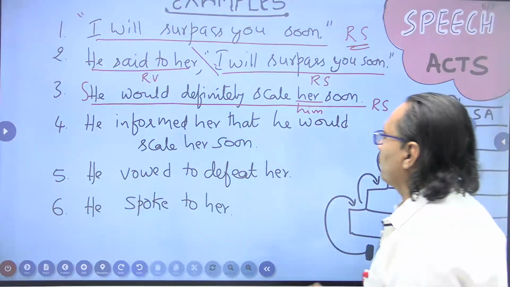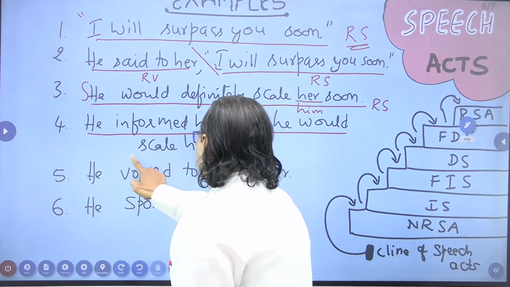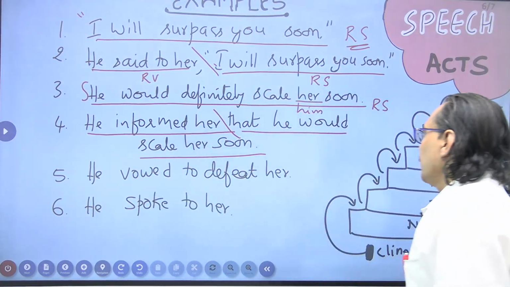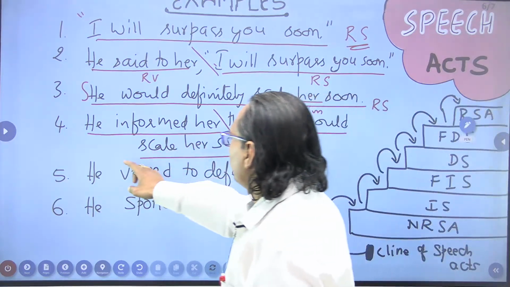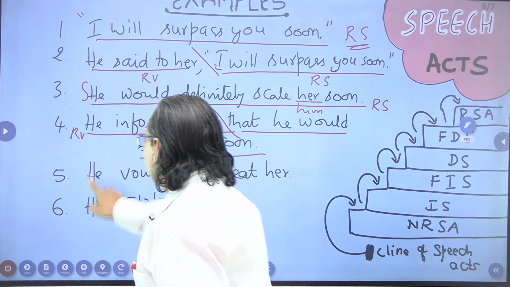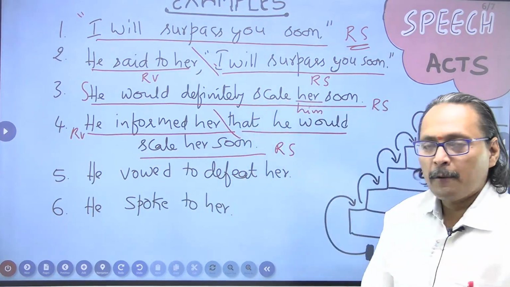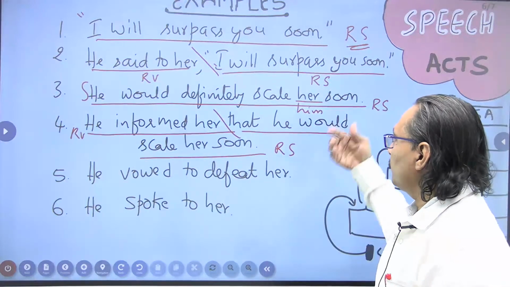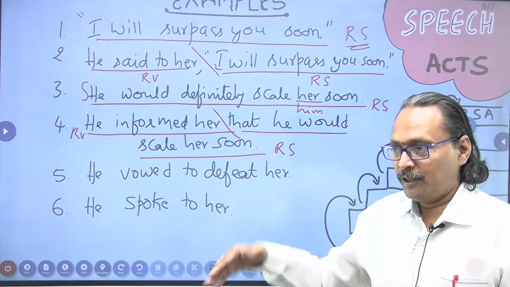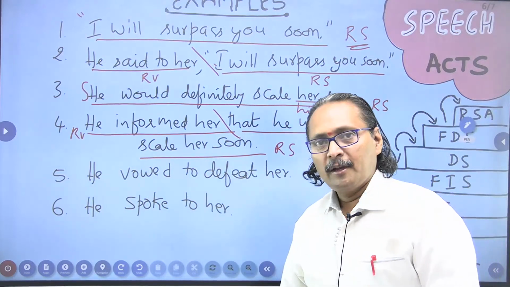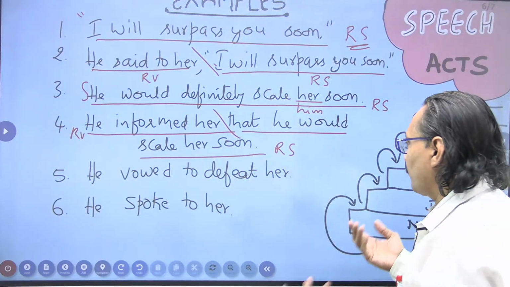And then of course we have the fourth, which we have been teaching in classrooms everywhere. He informed her that he would scale her soon. So this is another type wherein you can have the presence of the reporting verb and also the presence of the reported speech. And of course, you may ask me, Mr. Sarath, why exactly you are just going on and giving the examples without naming? Very soon you are going to learn the names as well. I'm just showing the different varieties that are possible here.